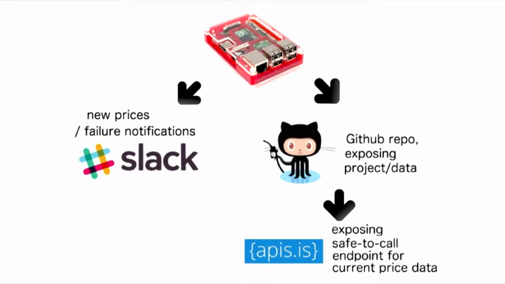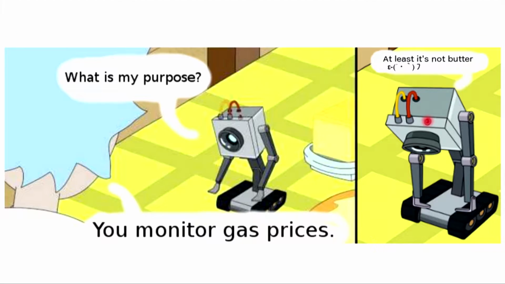In addition to this, my faithful red Raspberry Pi notifies me on my personal Slack channel, both when new prices appear and when the scraper fails to run. Well, this is a scraper after all, it's bound to break every now and then. Poor thing.